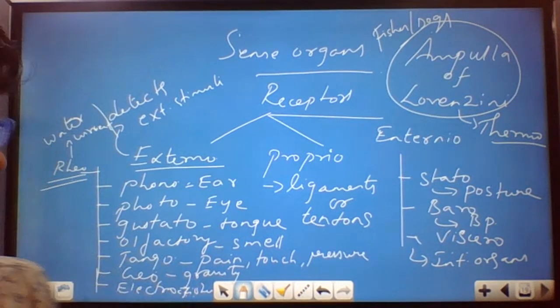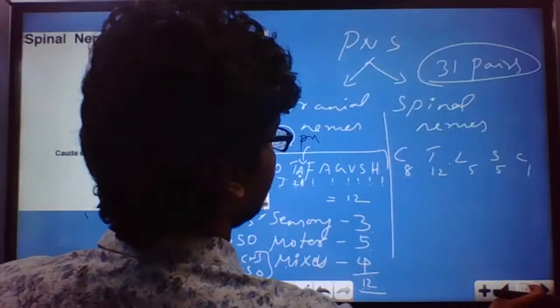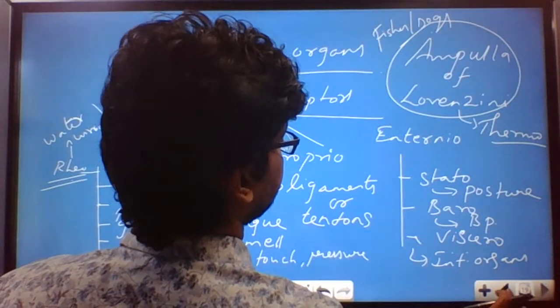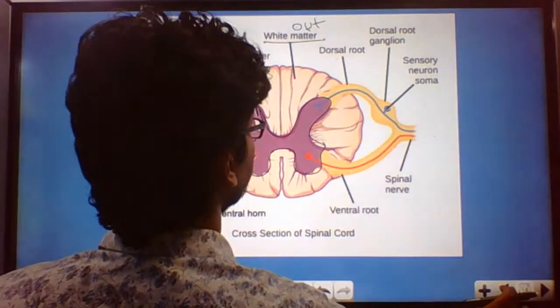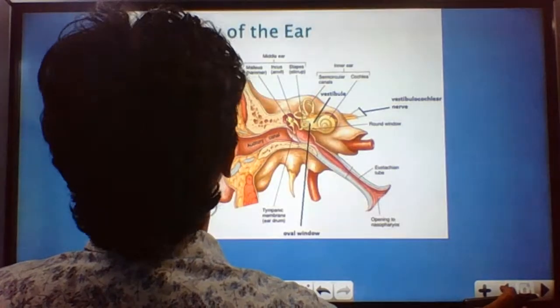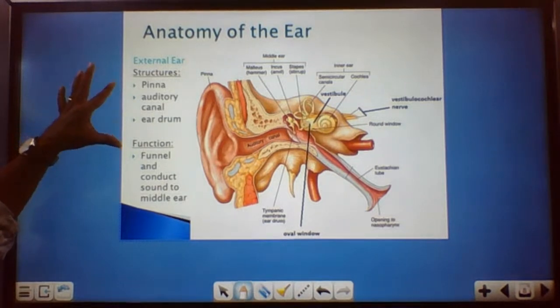Now we move to the sense organs. First we'll start with the human ear, and then we move on to the human eye. Coming to the human ear, you could see the structure, the anatomy of the human ear.